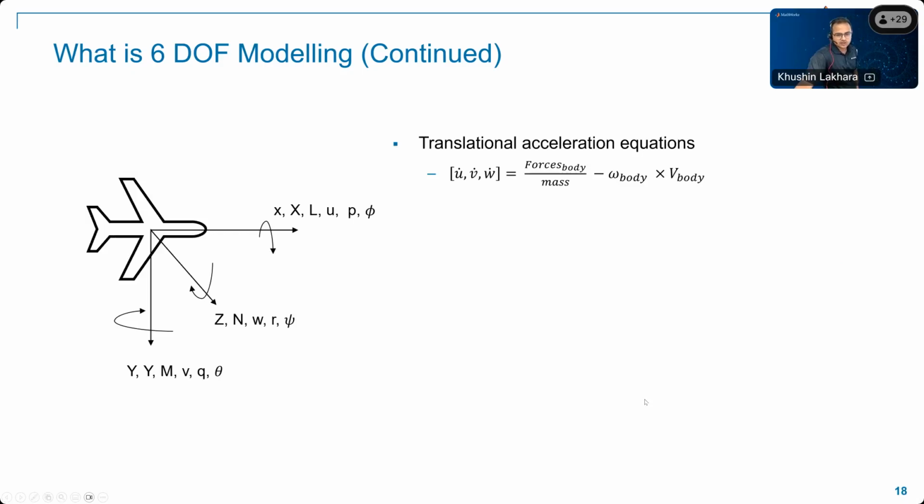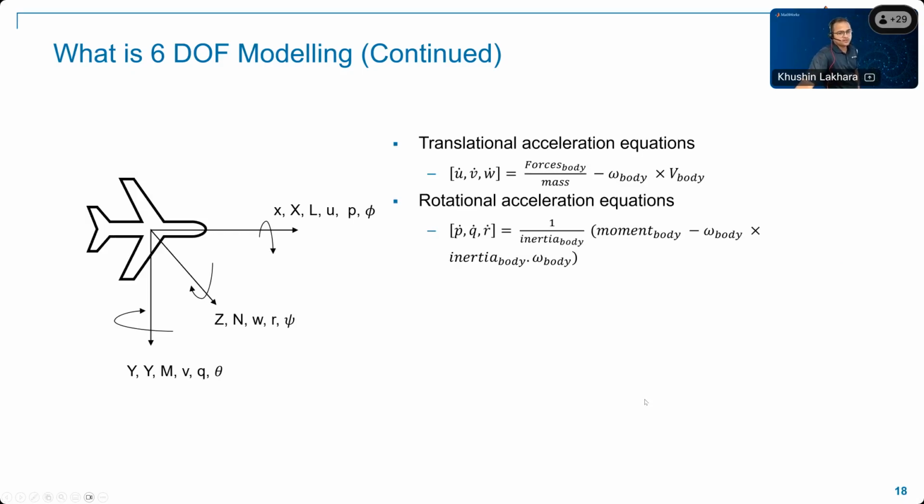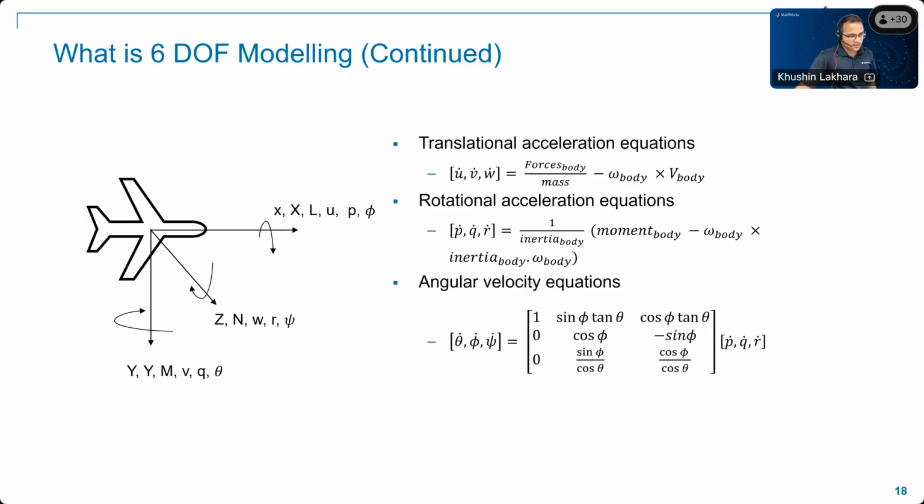There are three translational acceleration equations, three rotational acceleration equations, and three rotational velocity equations. These 9 equations are called your equations of motion. With these equations of motion, you can actually mimic the behavior of a flight vehicle. It may be a rotorcraft or a fixed wing aircraft or even a spacecraft. If you have these 9 equations and the information about the various forces generated, then we can make the complete flight dynamics model.